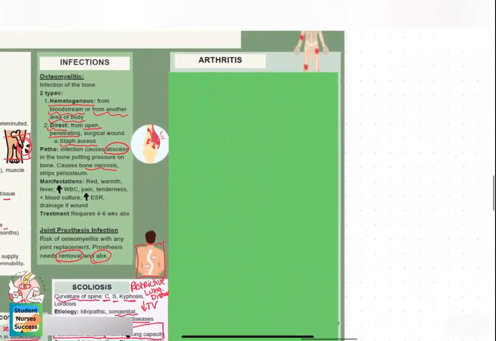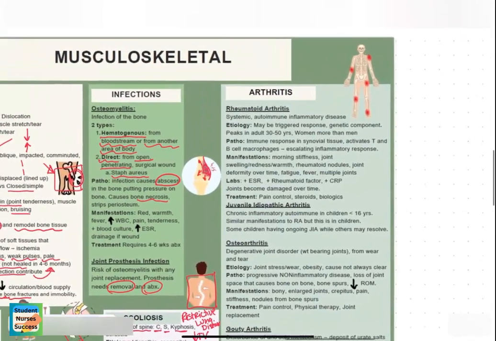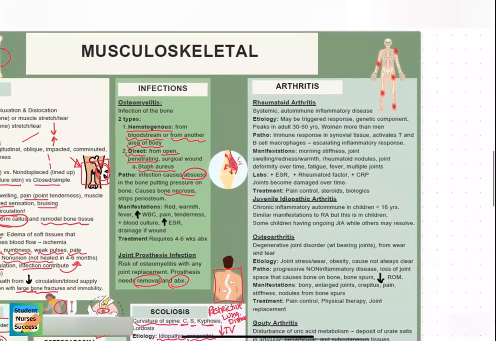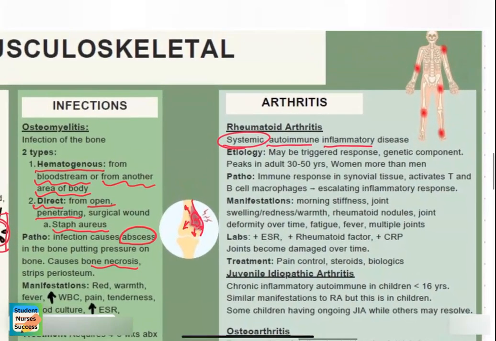Let's move over here to our arthritis section. The first arthritis I'd like to talk about is rheumatoid arthritis. The key about rheumatoid arthritis is that it is systemic throughout the whole body. It is autoimmune and it is inflammatory. So I have a picture here. It can be throughout the whole body. It can affect multiple joints in multiple areas.